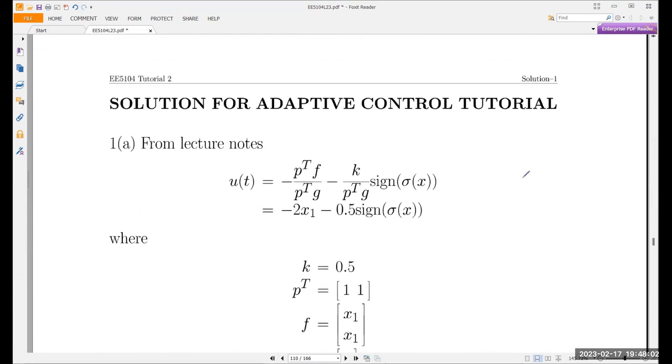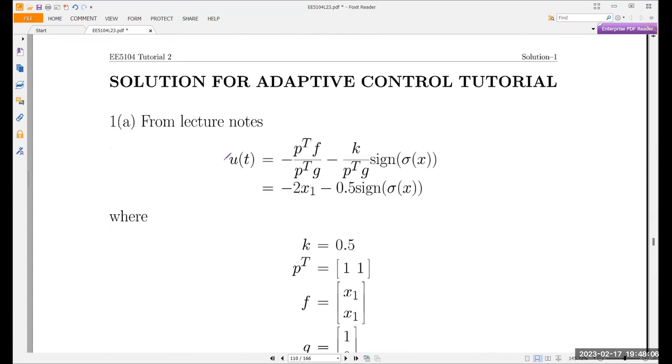Okay, tutorial question one is the same question as the example in the lecture. It's just that now we will go through the maths to see how those curves in the lectures are obtained. This is the formula in the lecture. All right, F and the G, the F will be AX, so you stick in AX, G is B, you stick in B, you will get this. PT was chosen in the tutorial question as well as the lecture at 1-1. So you stick in all the numbers, you will finally get this. K is given in the question, we choose it at 0.5. So you will get this. All right, getting here is just taking what is given in the question into the formula.